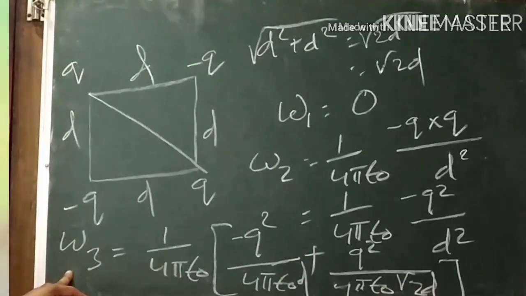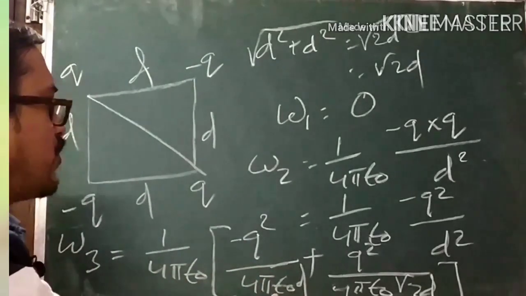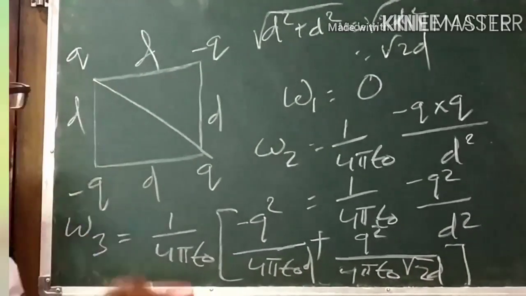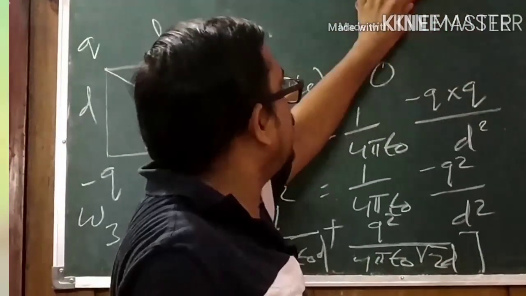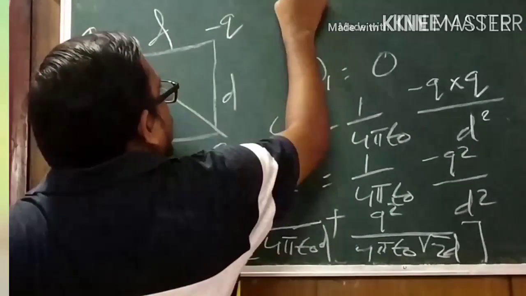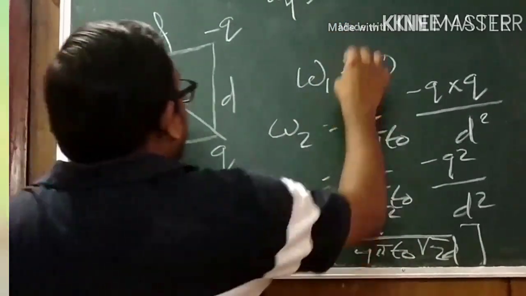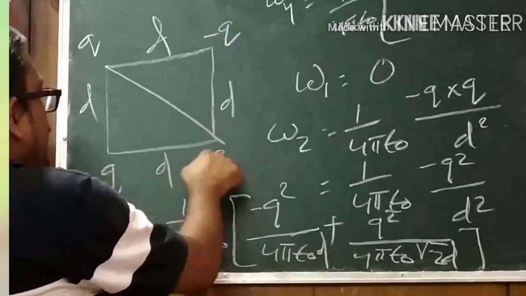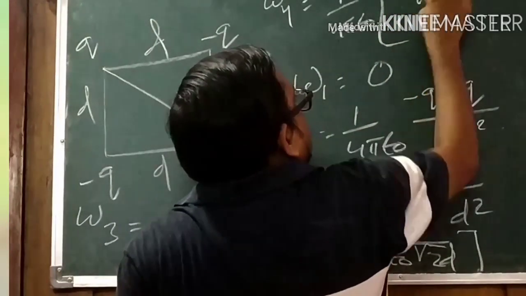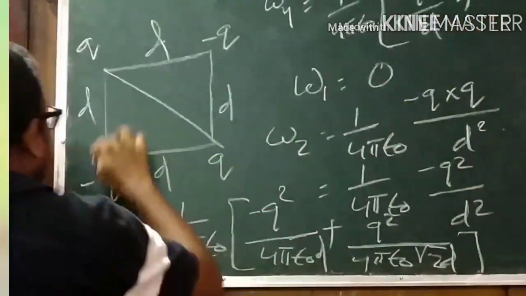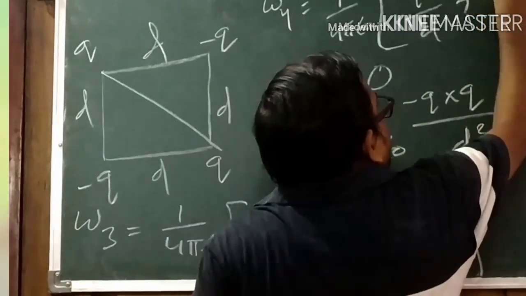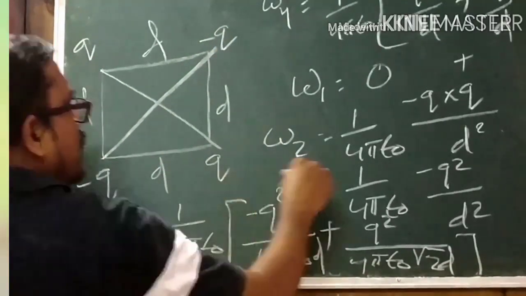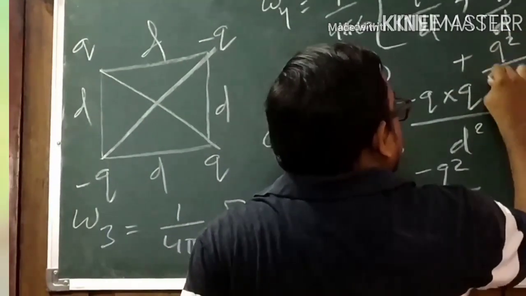Okay, so the work on 3 will be equal to 1 by 4 pi epsilon 0 minus Q square by D plus Q square by 4 pi epsilon 0, this is root 2 into D. Okay, now the work due to the charge 4 will be equal to W4, and this will be equal to 1 by 4 pi epsilon 0 into minus Q square by D, plus, due to these two, this is also minus Q square by D. Now plus, this will be equal to Q square by root 2 D.